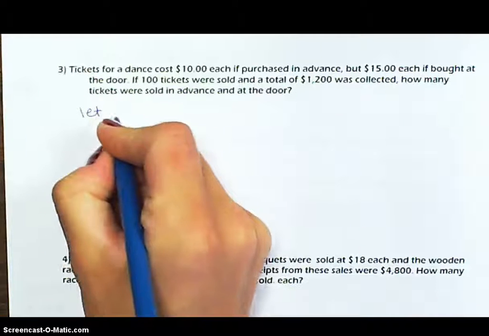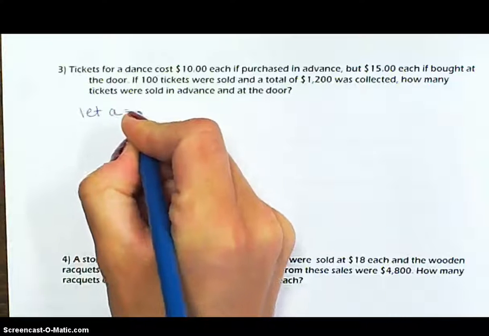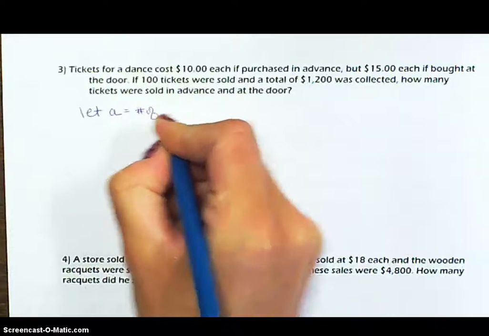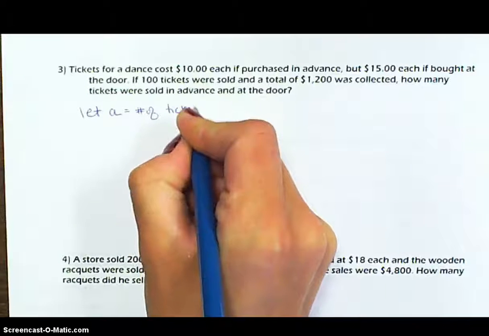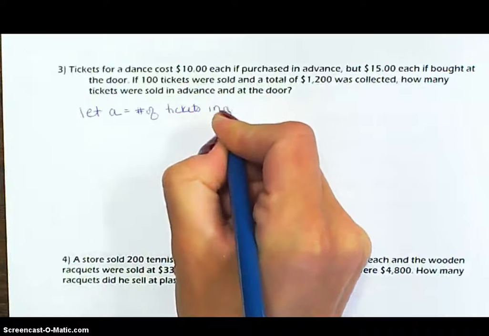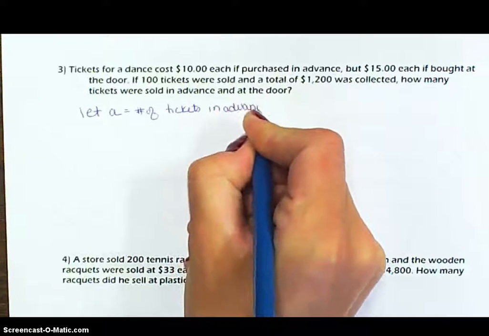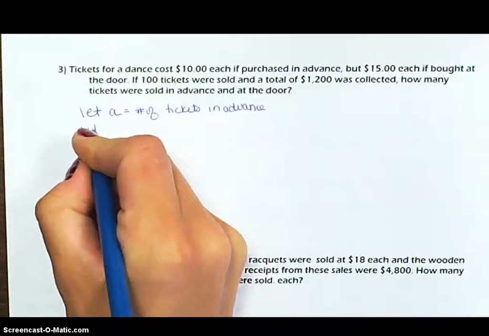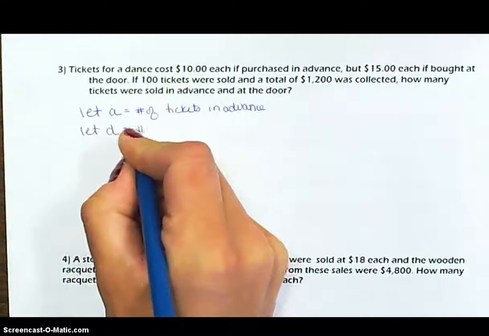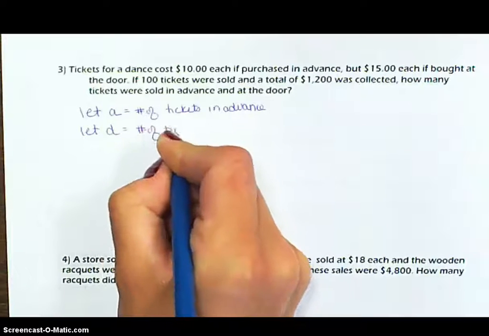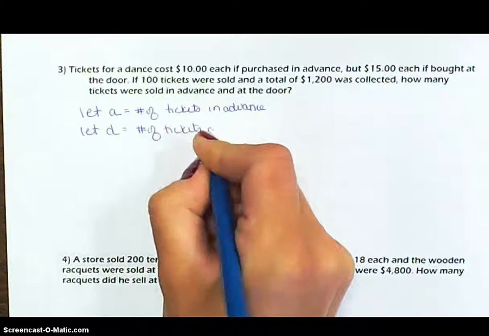So I'm going to say let A equal the number of tickets in advance. So they bought their tickets ahead of time. And I'm going to say let D equal the number of tickets at the door.